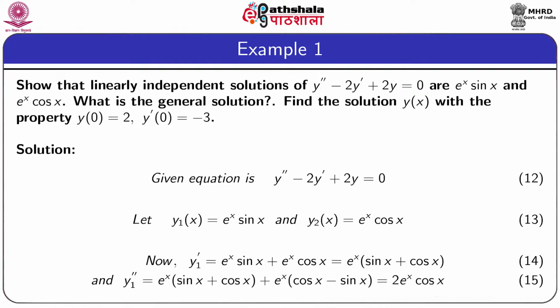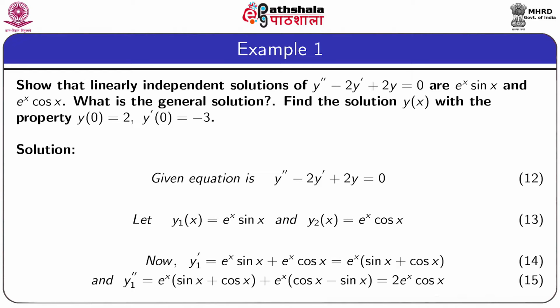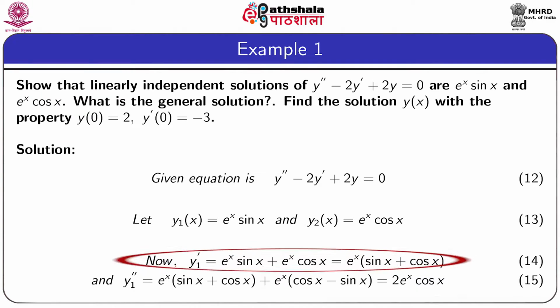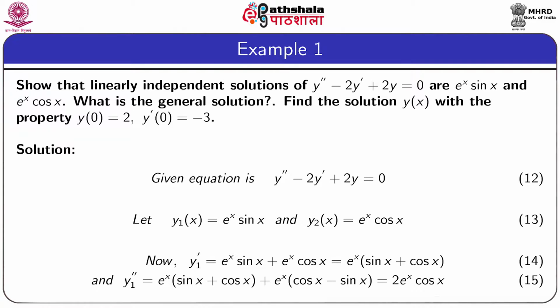The equation is given by equation number 12. Let y1(x) equal to e^x sin x and y2(x) equal to e^x cos x. To show that e^x sin x is a solution, we just put this y1(x) in the left hand side of this differential equation to see whether it comes to 0 or not. Therefore, y1' is given by e^x (sin x plus cos x), equation number 14, and y1'' is equal to 2 e^x cos x, given by 15.